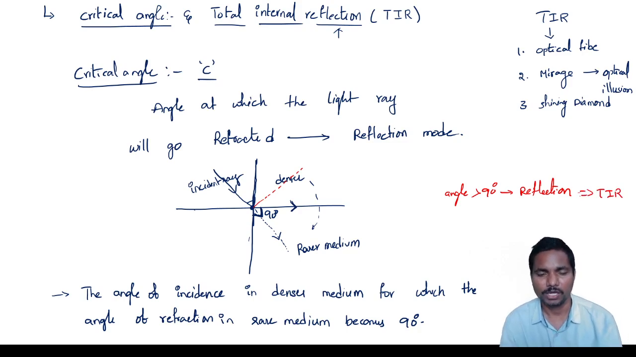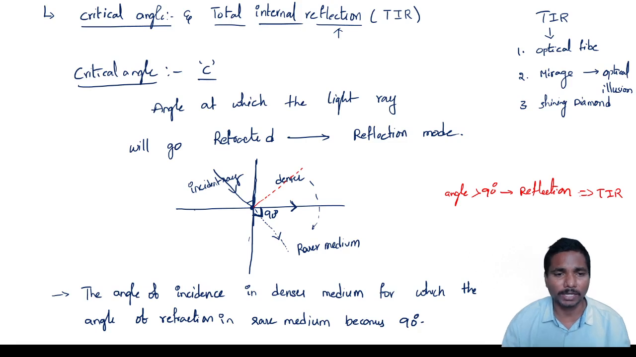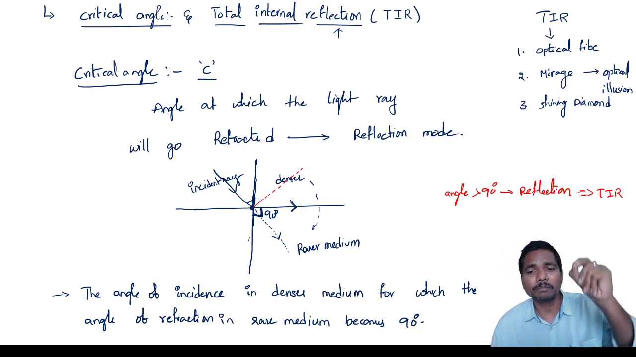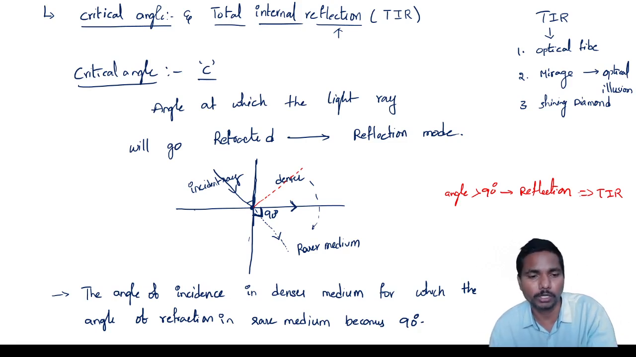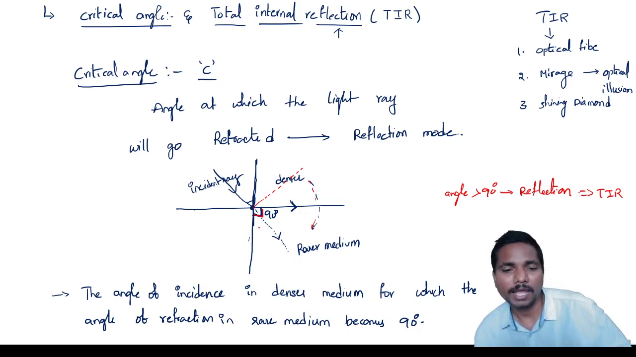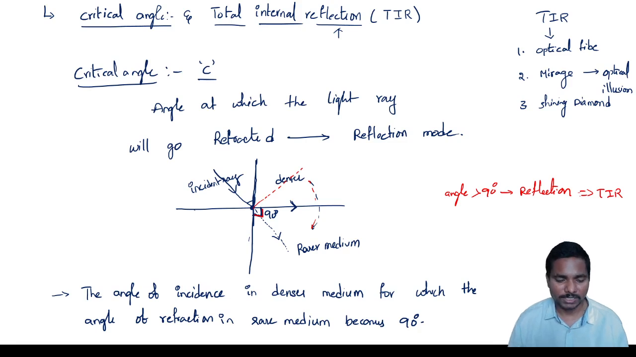If the angle is more than the critical angle, it will be reflected back. Reflected back means reflected to the denser medium. That is nothing but total internal reflection. All of you getting? So what is the critical angle? The angle at which the light ray will go from refracted mode to reflection mode, or the angle at which it will move from denser medium to rarer medium. The angle of refraction is 90 degrees, then we can say that is the critical angle.